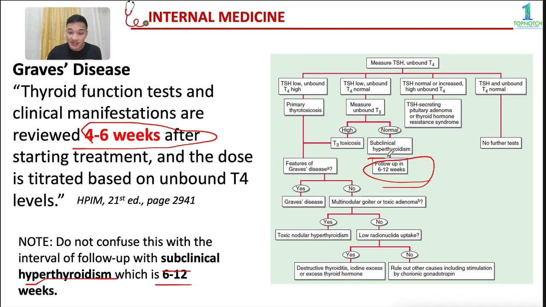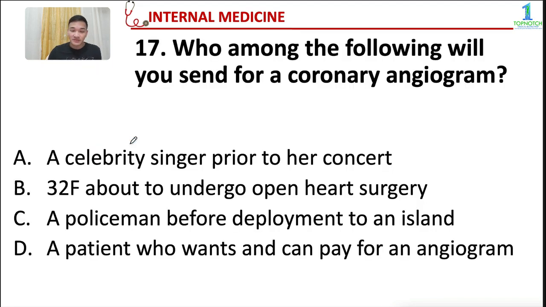Pag subclinical hyperthyroidism, okay, meaning normal ang T4. Low TSH, normal T4 is subclinical hyperthyroidism, follow up in 6 to 12 weeks. Iba itong patient na to na Graves' disease talaga, primary hyperthyroidism talaga, na binigyan mo ng methimazole, i-monitor mo siya after 4 to 6 weeks by getting serum FT4.